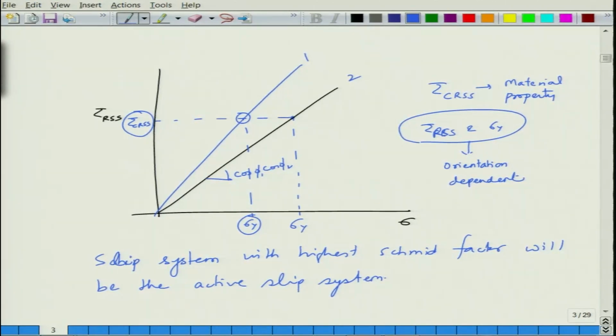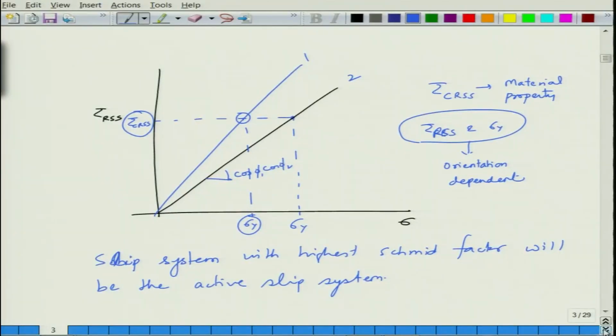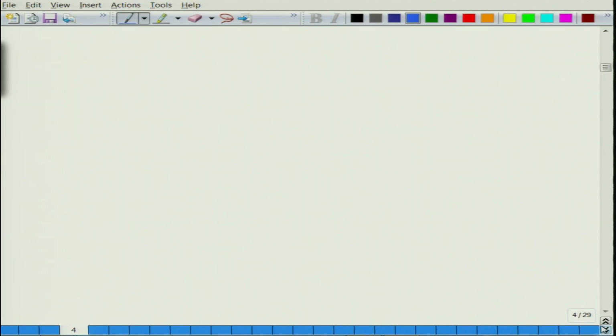What it means is that when the slip systems are oriented favorably with respect to the tensile axis, maximizing the Schmidt factor, CRSS will be achieved even at lower yield stresses as compared to systems which are unfavorably oriented. You may have very high yield stress, but if the Schmidt factor is low, then your resolved shear stress will remain low. So, you want to maximize the Schmidt factor to reach the CRSS early and initiate yielding at lower yield stresses. This is the summary of slip in crystals.